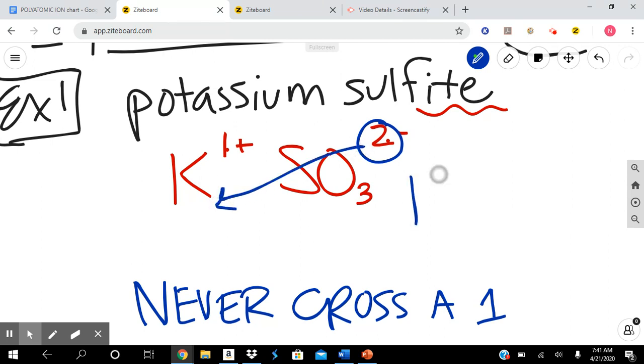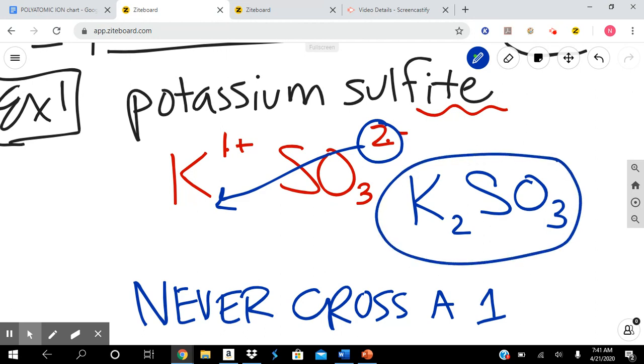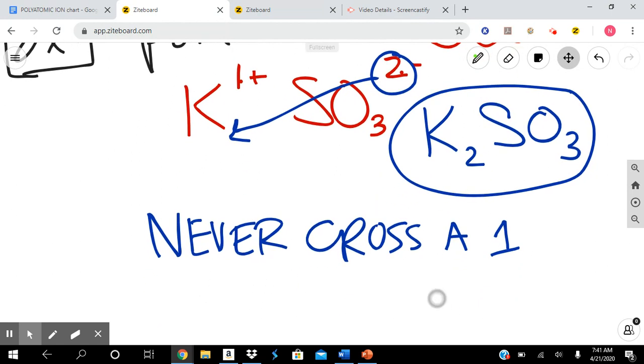So that brings the 2 down here, and I'm not going to cross the 1. So I'm just going to write sulfite as is. K2SO3. Okay, so I crisscrossed, same thing as we did before, but we're not going to cross those ones. Okay? Let's do another example.